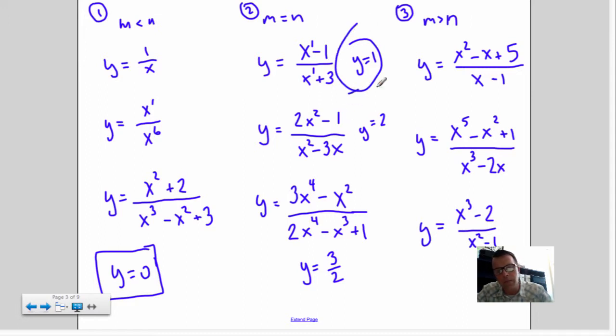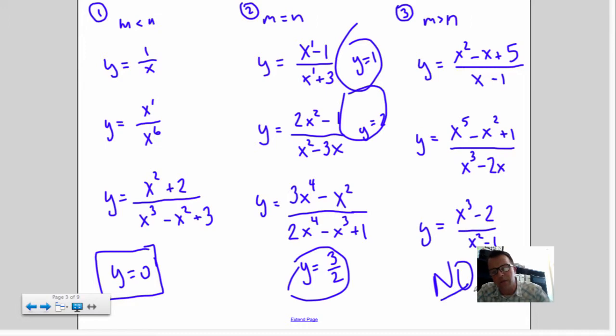For my examples, I've got 3 different horizontal asymptotes, right? For the first case, it's always y equal to 0. And check out the last case. Look, when the highest power is higher in the numerator than the denominator, 5 greater than 3, 3 greater than 2, guess what? There is no horizontal asymptote.